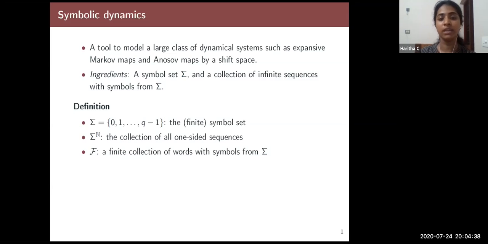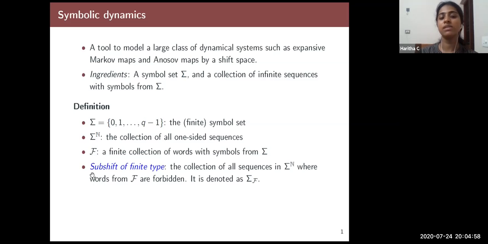So let's define our setup formally. So we have a finite symbol set here, which is sigma, and then we consider the collection of all one-sided sequences, and F be a collection of words with symbols from sigma. So by a word, I mean a finite string. So a subshift is described by this collection F, which is defined as a collection of all sequences in sigma^N where the words from F are forbidden, and it's denoted as sigma F.